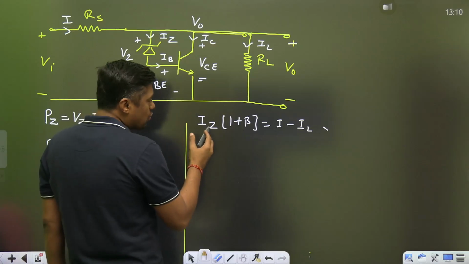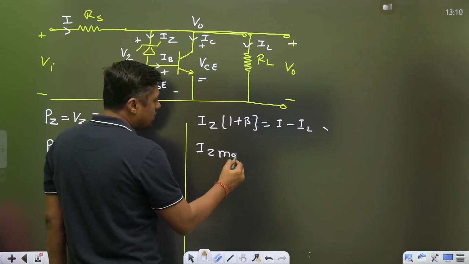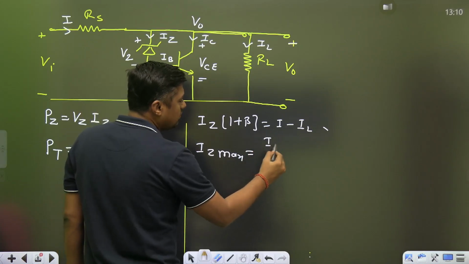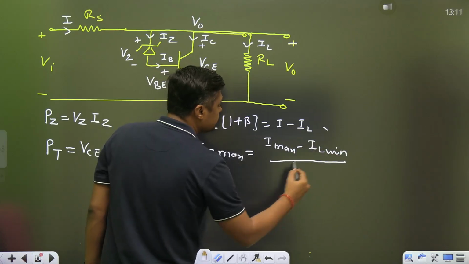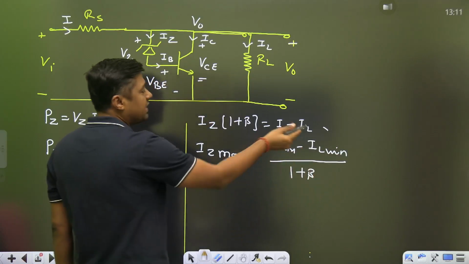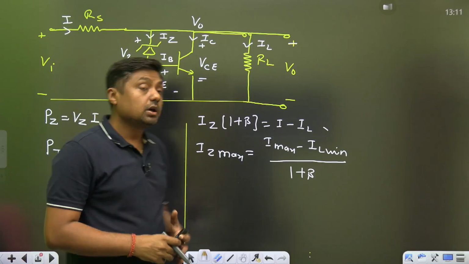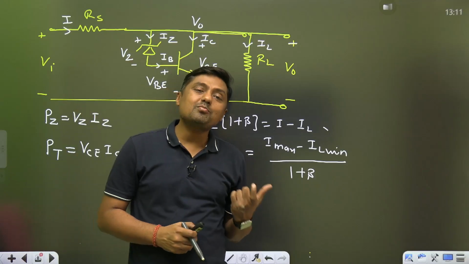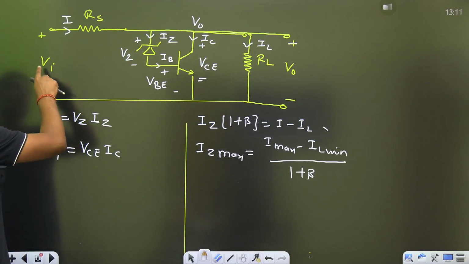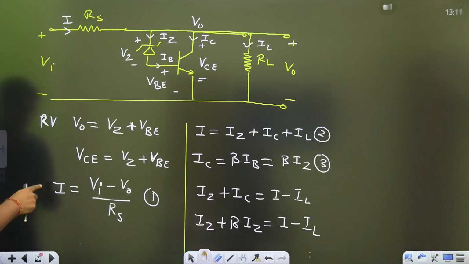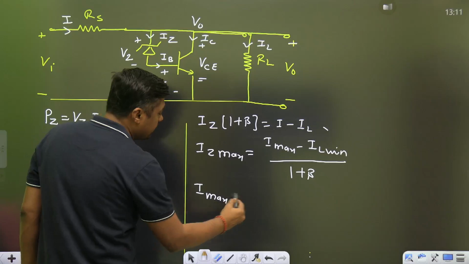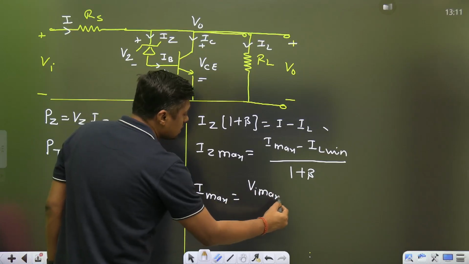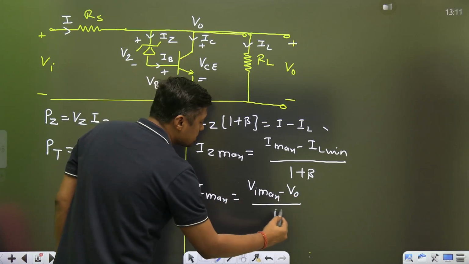IZ times (1 plus beta), taking IZ common, is equal to I minus IL. So IZ is equal to (I minus IL) divided by (1 plus beta). IZ maximum means I should be maximum and IL should be minimum. I maximum means (Vi maximum minus V0) upon Rs, because V0 and Rs are constant when Vi is maximum. So always remember, I maximum is (Vi max minus V0) upon Rs.